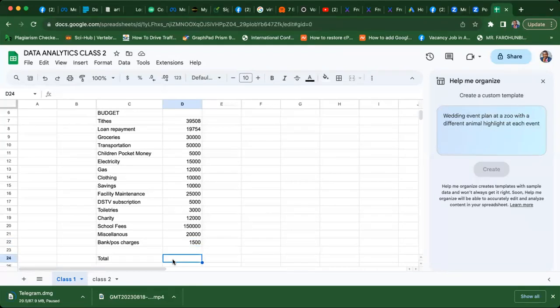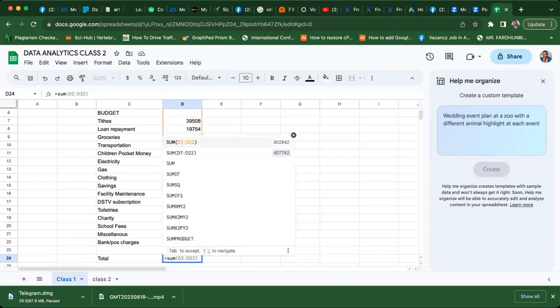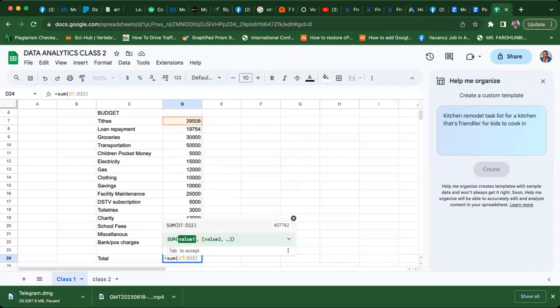You can say equals to. Before you do any addition, subtraction, or anything that has to do with calculation in Excel, you have to use equals to sign. So you put equals to, and the thing is already saying, do you want to add everything? Equals to, you say sum, open bracket, D, you start from wherever you are starting from. This one is D7 up to D22. You put colon and say D22. You close your bracket and press enter.